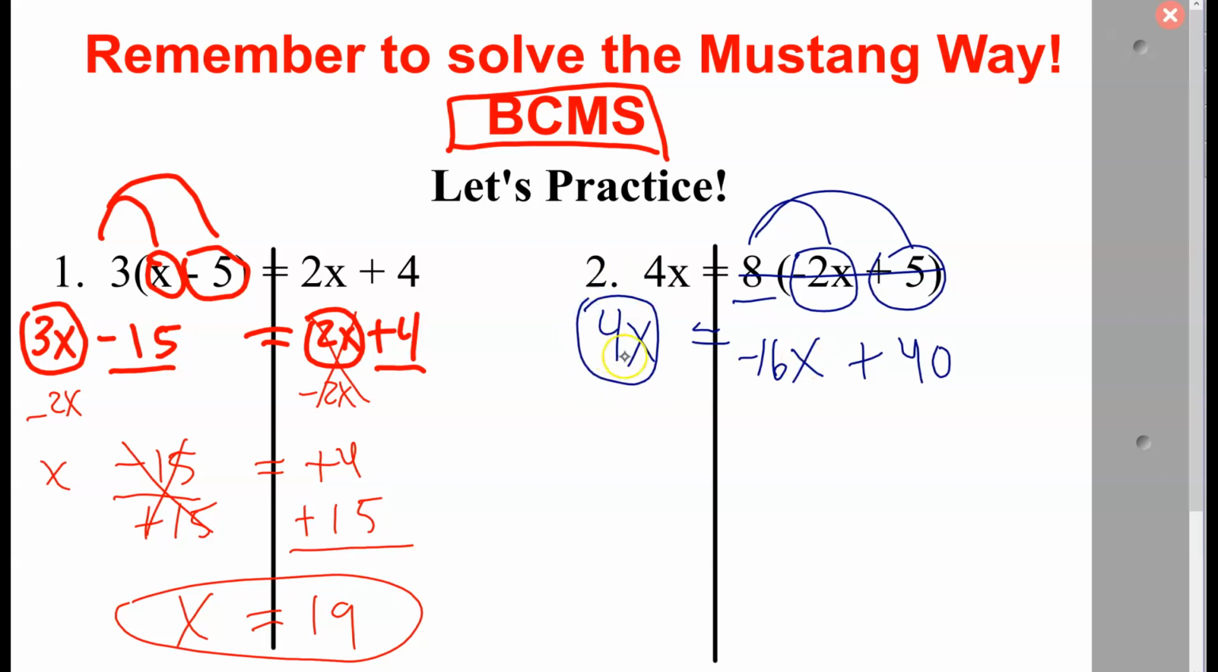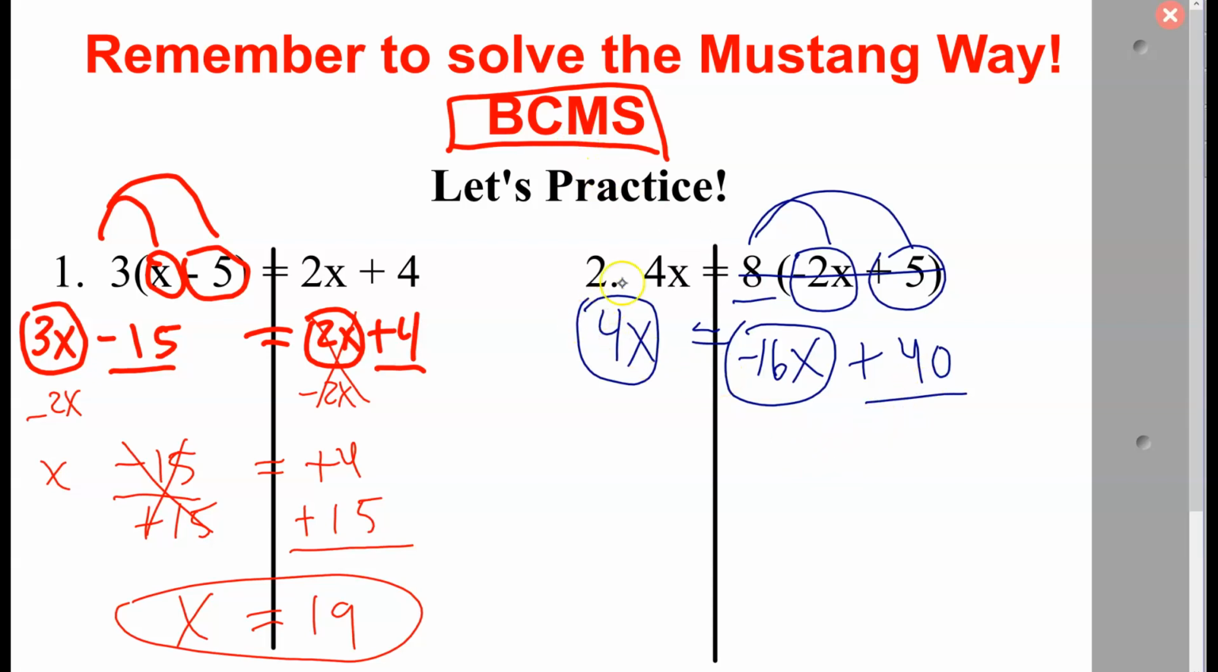So I've got a 4x here that's by itself. I've got a negative 16x and a plus 40. There's nothing to combine with the 4x on this side. And then if I look over here, a negative 16x and a plus 40, those are not like terms. This one has an x variable. This one's a constant number without a variable. So I can't combine those. I can't add or subtract values if they're not like terms. So then I move on to the M step.